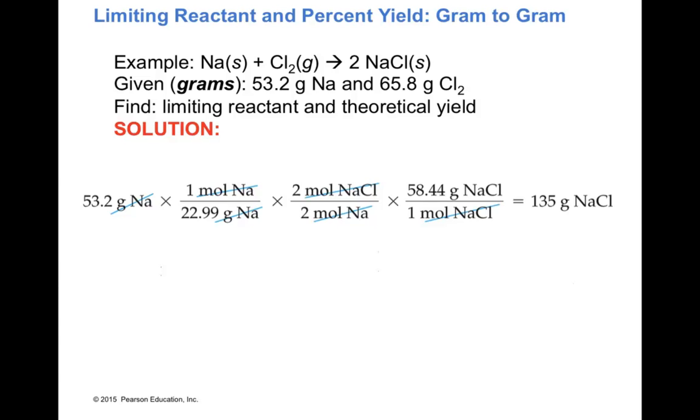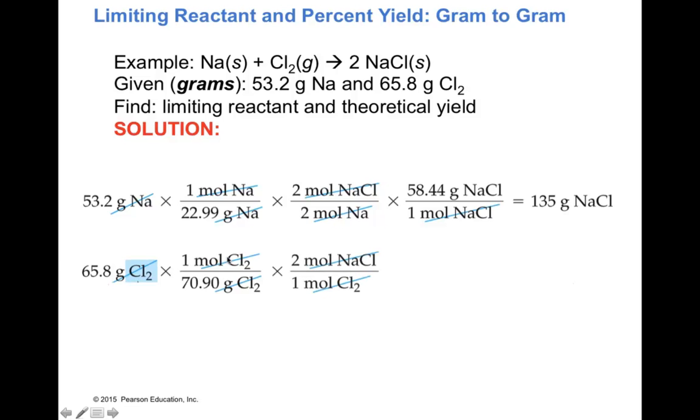Let's do the same thing with the chlorine. We have 65.8 grams of chlorine, and we need to change that to moles using the molar mass of chlorine. And then we turn this mole of chlorine to moles of sodium chloride by using that ratio of 2 to 1 between sodium chloride and chlorine. And then we use the molar mass of sodium chloride to obtain the mass of sodium chloride obtained from this 65.8 grams of chlorine. And this will produce 108 grams of sodium chloride.